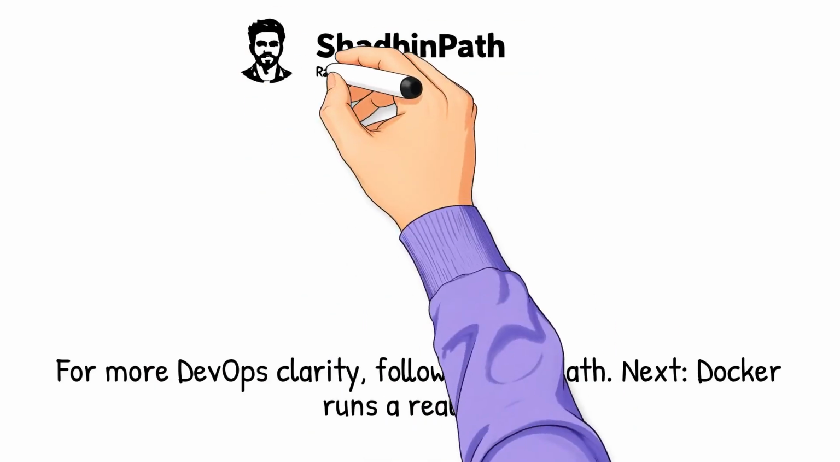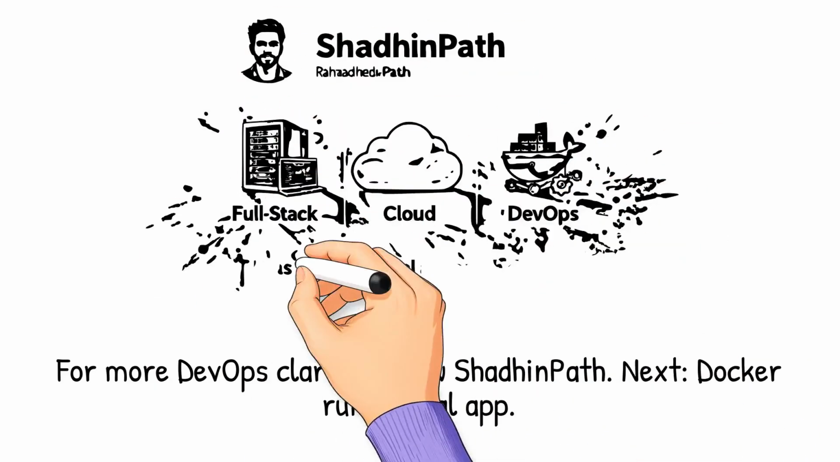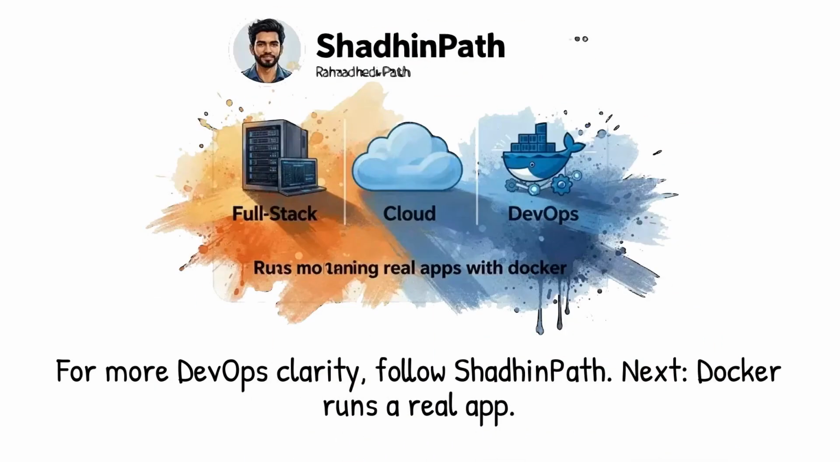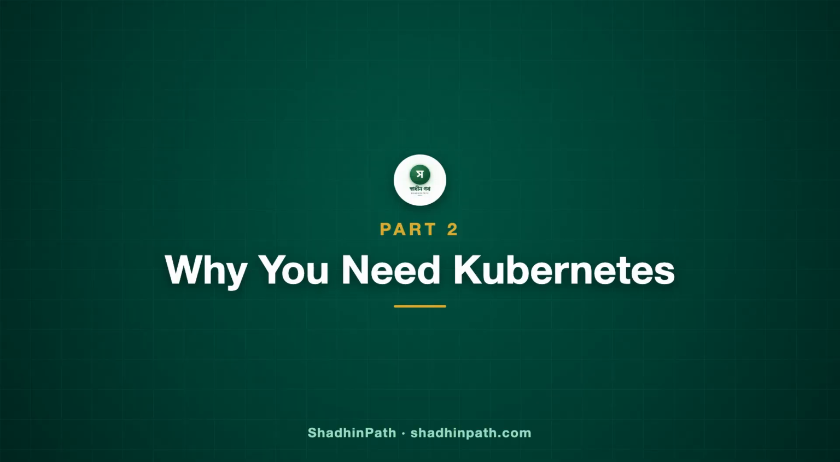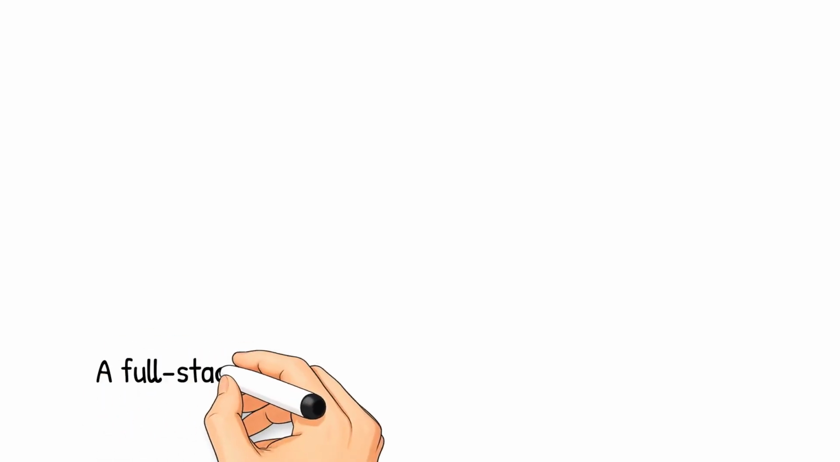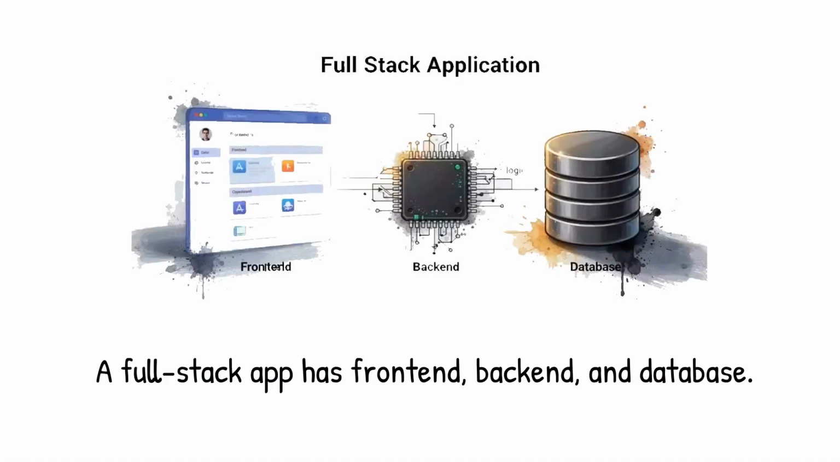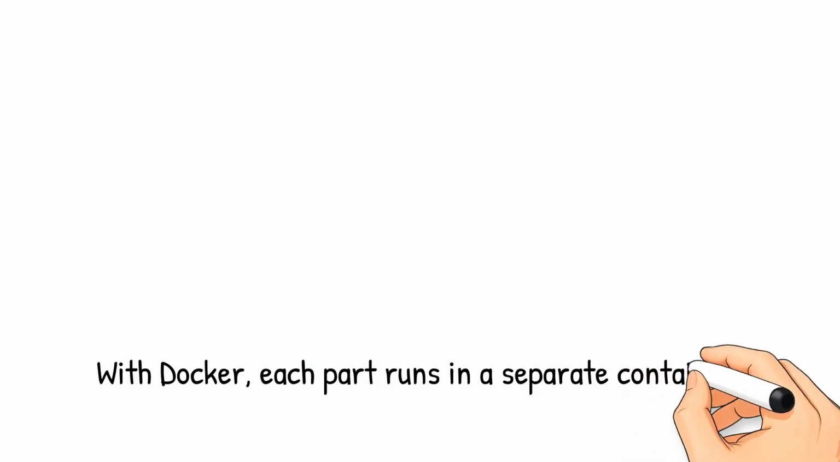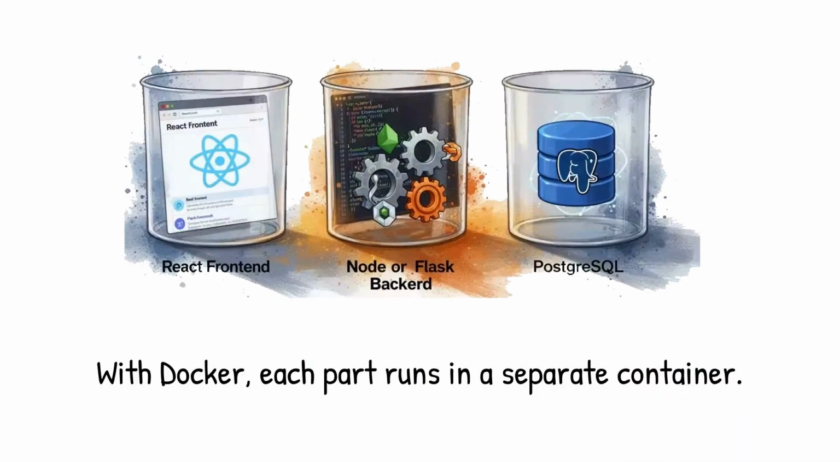In the next part, we'll see Docker run a real app and why it still isn't enough. Let's make Docker real. A typical full stack app has three parts: a front end the user sees, a back end that does the logic, and a database that stores the data. With Docker, each part runs in its own container. Your React front end in one, your Node or Flask backend in another, PostgreSQL in a third. Clean, separate, independent.